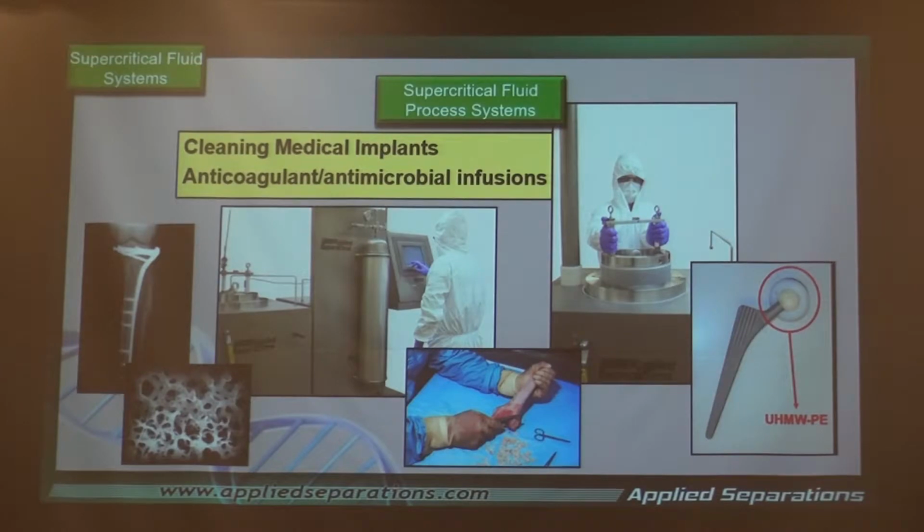Not only can we clean, but we can also take some parts of an implant, for example the hip ball, and infuse antimicrobials and anticoagulants into the plastic, into the polymer. This will ultimately migrate out, but winds up being a time-release mechanism. So again, not only can we do extractions, but we can do infusions into a variety of polymers. And I'll talk a little bit more about some of that.